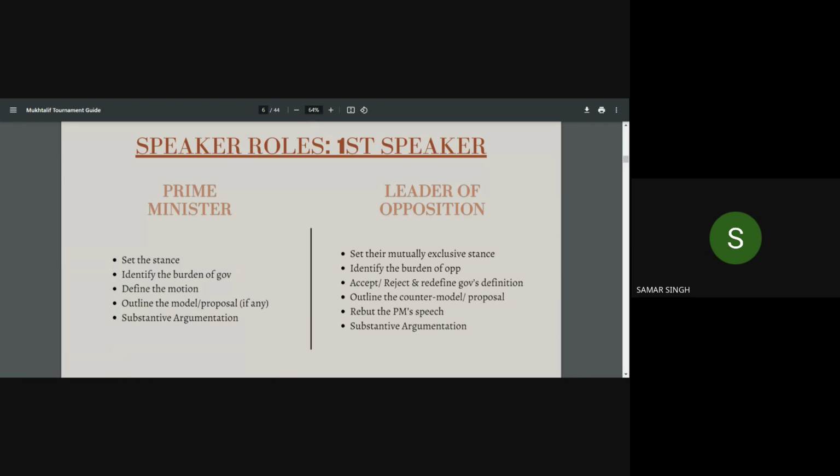But now what does the rejection of a definition look like? Let's say the prime minister comes and says that plastic is a byproduct of wood. You know that that is not true, and you know that that is a very, very wrong definition. So during your speech, you can begin by saying that we condemn the definition of the government and we do not support it. The true definition of plastic is basically blah, blah, blah, whatever it is. So that is what the acceptance and the rejection of a definition looks like.